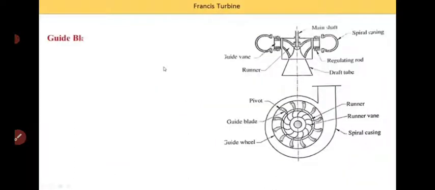Next we understand the component guide vanes. So what is a guide vane? From this name we can understand guide means it guides the flow of the water. Simple. Guiding means helping others. So this guide blade helps the water to enter in a proper direction to the runner. It is known as the guide blade, and its shape is an aerofoil shape.